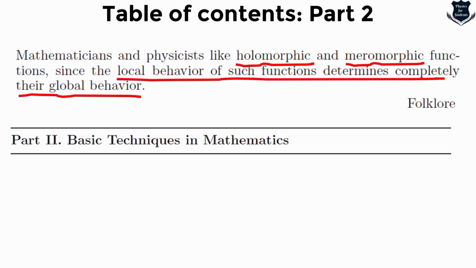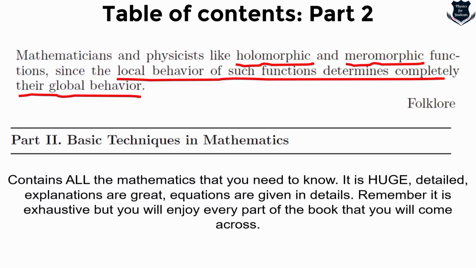So what does that mean is that holomorphic means as a whole, and meromorphic means something in part or something in small. So obviously mathematicians and physicists like something big as well as something small function, and since the local behavior, that is the meromorphic functions, determines completely their global behavior, so a study of both those things are required. Isn't it wonderful? Second part starts purely with the basic techniques in mathematics.